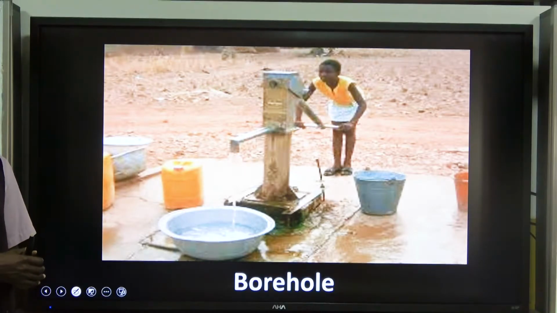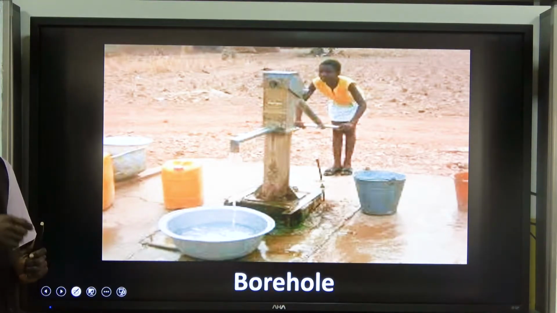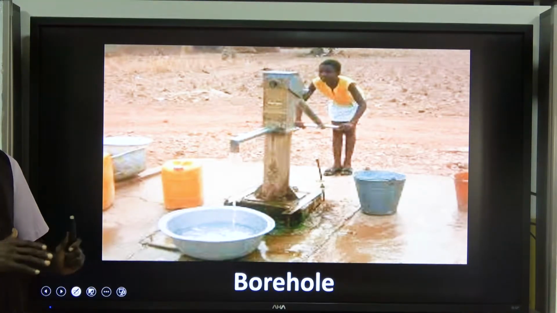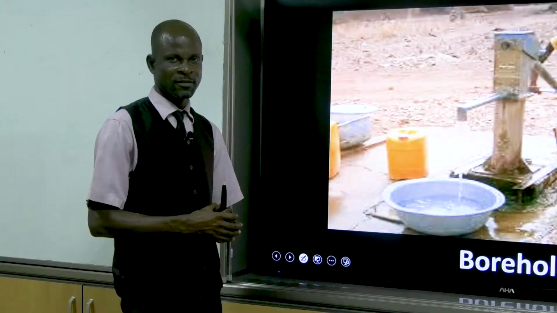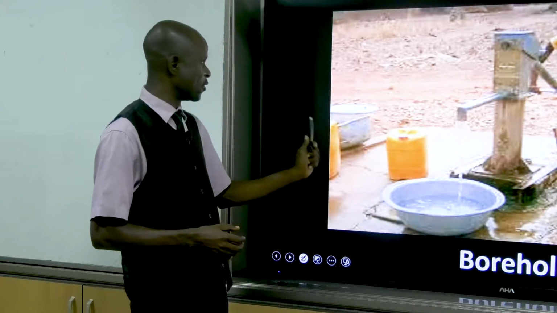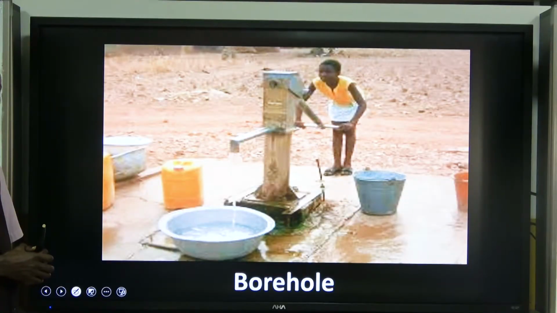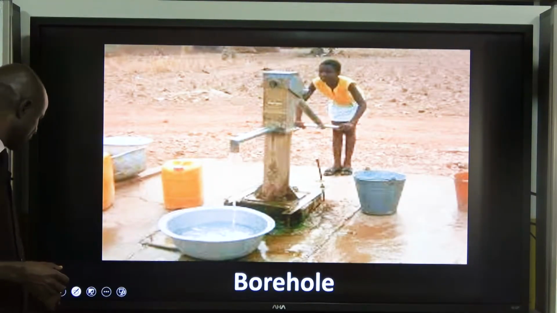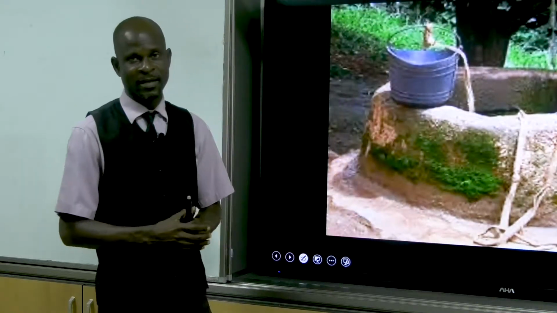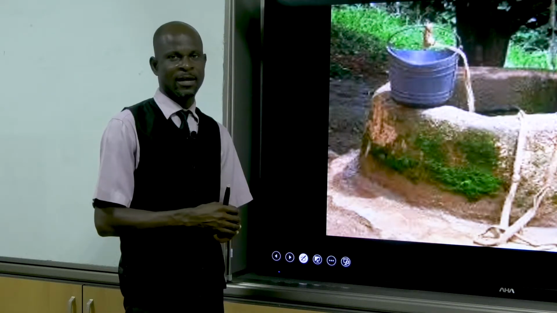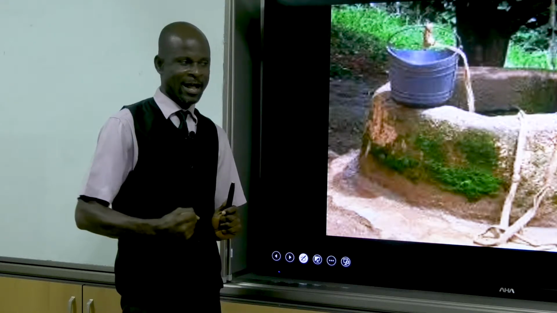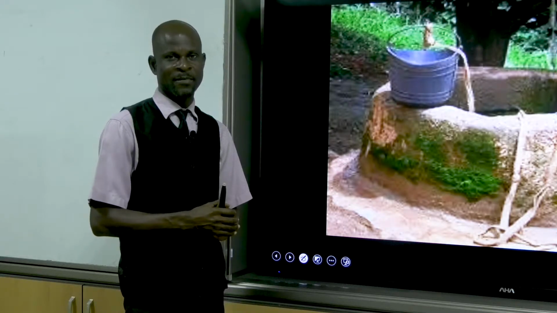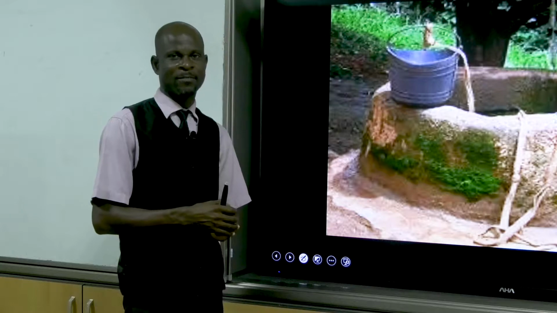We have borehole in our environment. Boreholes are drilled by specially made machines. They go deep into the soil to the water level and bring out water for us to use. We drill borehole, and it serves as a source of water to us. Boreholes are in different forms. We have mechanical boreholes, we have motorized boreholes. Motorized boreholes are the ones that are powered by electricity, while mechanical are the ones that are hand pump.